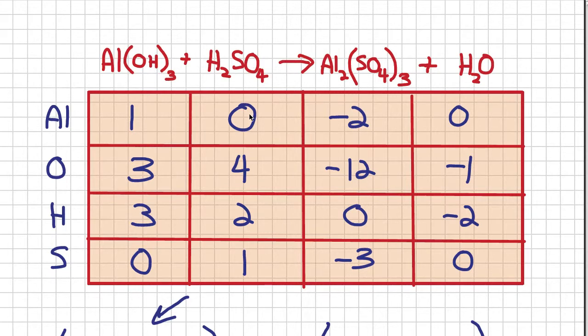Over here I have no Al. I have 4 O. I have 2 H. And I have 1 S. And then I do the same thing on these columns.